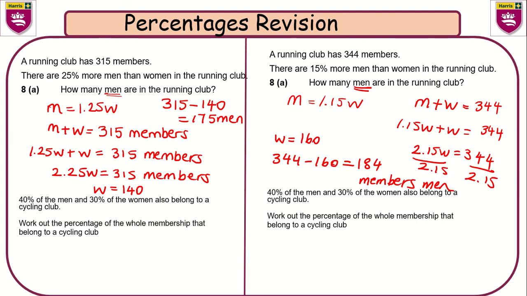Okay? Now, let's quickly do that. We have 175. If I times it by 0.40, that's going to give me the 40% of men. And if I'm trying to figure out women, that's going to be 140 times 0.30, and you guys find out the answer. Okay?